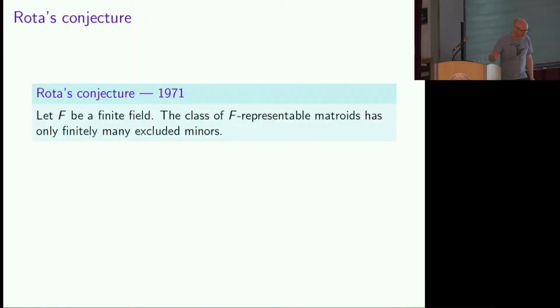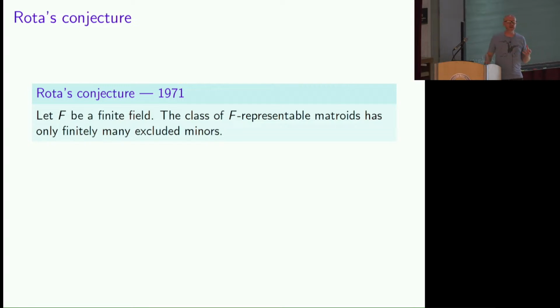So many of you will know what Rota's conjecture says, some of you may not. Rota conjectured that if F is a finite field, then I look at the class of matroids representable over F. That is a minor closed class, so I can ask for the minimal obstructions for that field, the excluded minors for that class. Rota conjectured that there can be only finitely many of them. This is now resolved by Dillon, Gerhard-Zwittel.